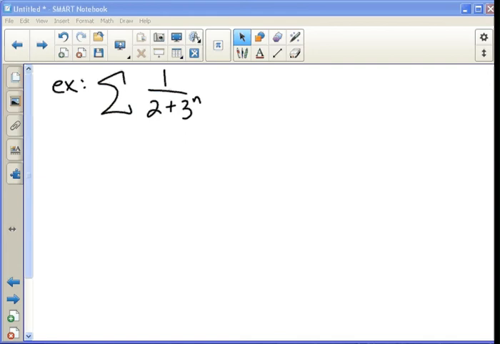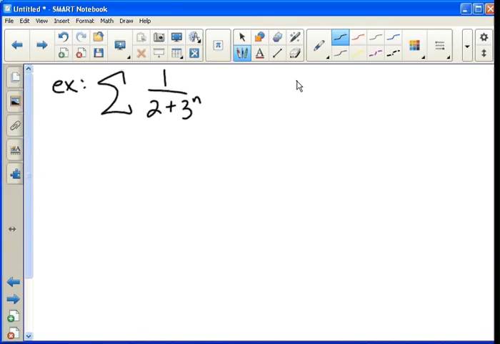So if you look at this one, this is similar to geometric. And here's what I mean. If we just ignore the 2, we have 1 over 3 to the n, which is really just 1/3 to the n. Okay, so that's in general what you want to do when you're looking at these, is kind of ignore coefficients, ignore constants, and see what it's similar to. So this one is similar to a geometric series, and it's similar to a geometric series that converges. So 1/3 to the n.